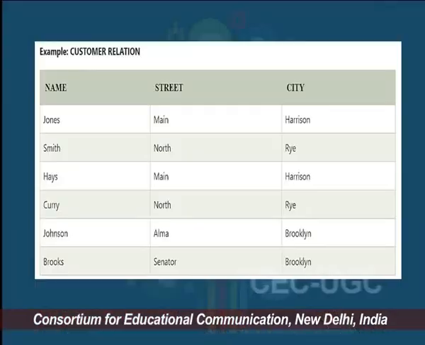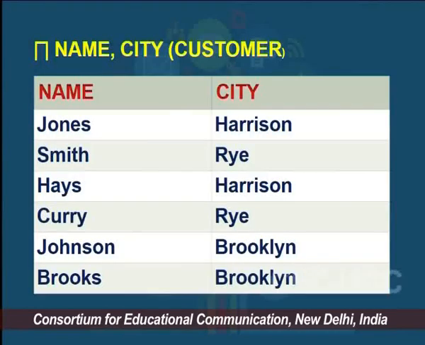For example, here we have a customer relation which has three attributes: name, street, and city. Let's say we want to select one or more attributes from this customer relation. How are we going to write it? We write pi name comma city, and in the brackets we write customer. We take two columns, name and city, from the customer relation, and here is the result shown on the screen.